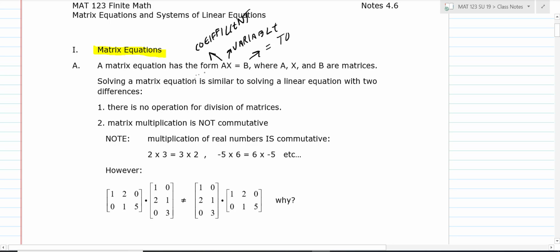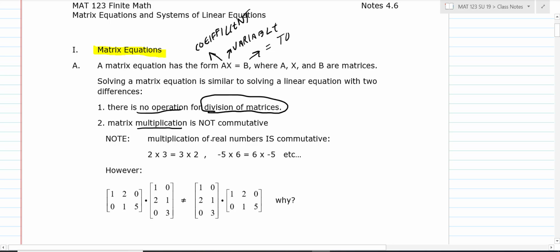So before we do this, we're going to look at solving a linear equation, but there's a difference. You can't divide matrices. There is no operation for dividing matrices. That's not something that's defined, but we can multiply matrices because we've learned how to do this. And if I say matrix multiplication is not commutative, it means you just can't do it backwards.